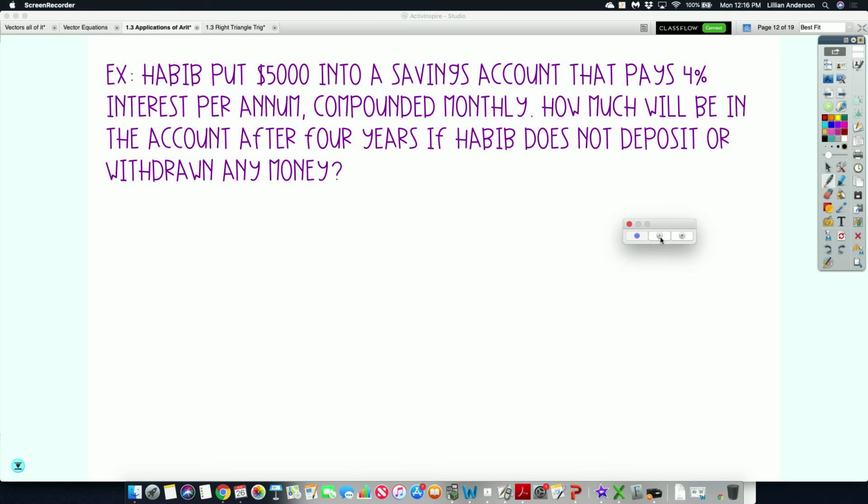A B puts 5,000 into a savings account that pays 4% interest per annum compounded monthly. That's a really good thing. How much will be in the account after 4 years if A B does not deposit or withdraw any money? Is it simple interest or compound interest? It's compound, and more specifically, it's being compounded monthly, not annually.